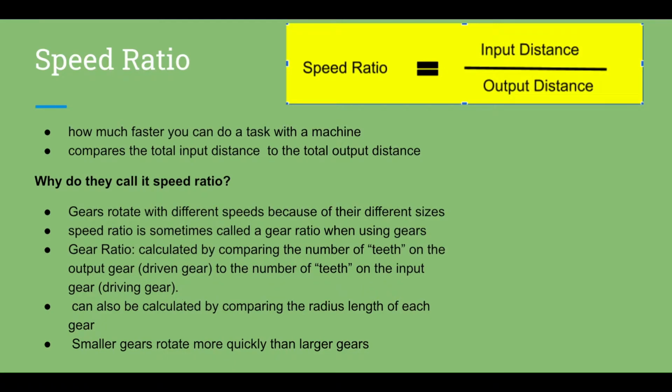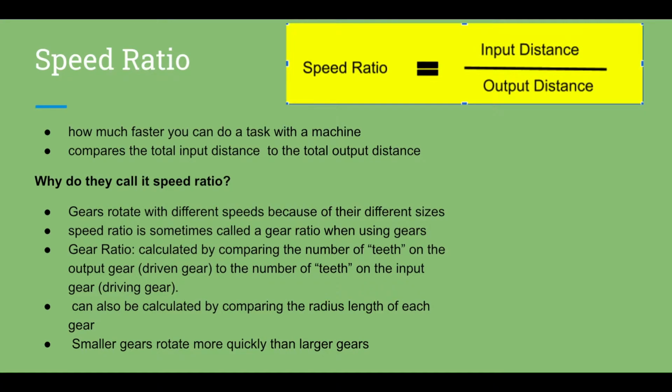A speed ratio is the name given to the comparison of how much faster you can do a task with a machine. It is a ratio that compares the total input distance, or the effort distance used to accomplish the task, to the total output distance, or the distance the load actually moves. Why do they call it a speed ratio?